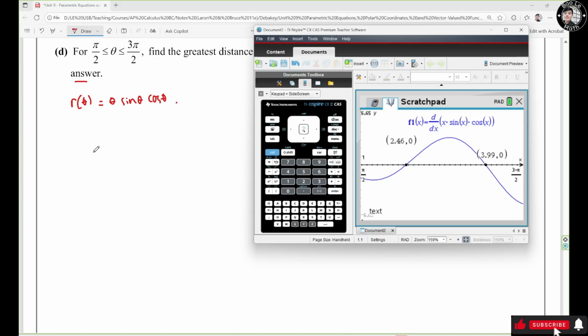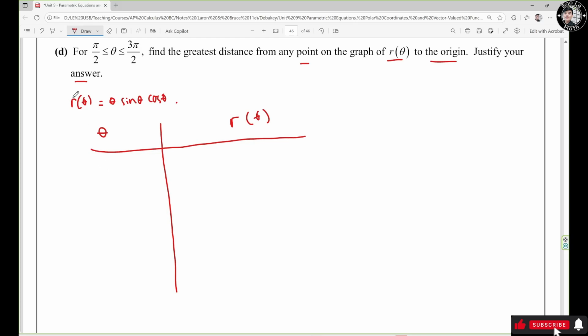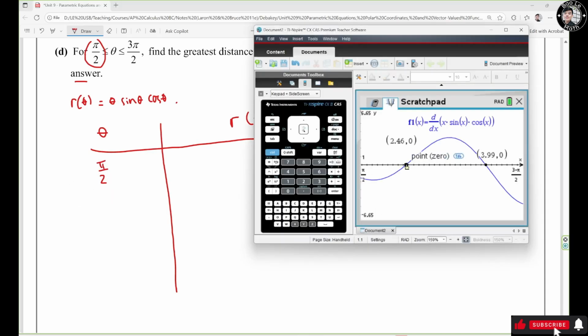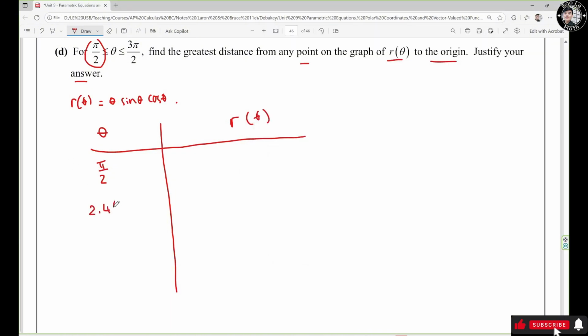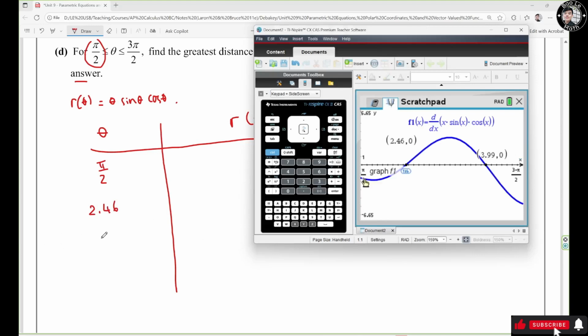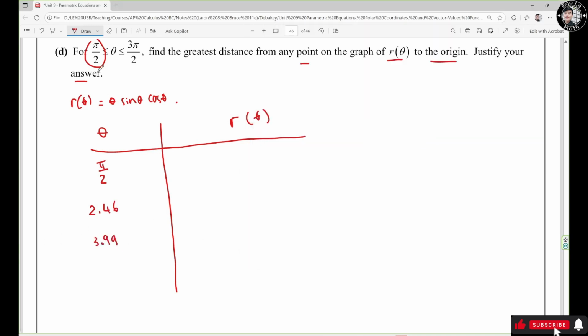So I need to use the candidate test. The first value is the endpoint, pi over 2. The next one is 2.46. The next one is 3.99. And the last one is 3 pi over 2. For pi over 2, you just substitute back over here. You know that cosine pi over 2 equals 0, so you don't need a calculator for this one. This equals 0. Now, for 3 pi over 2, cosine 3 pi over 2 is still 0, so this is 0.